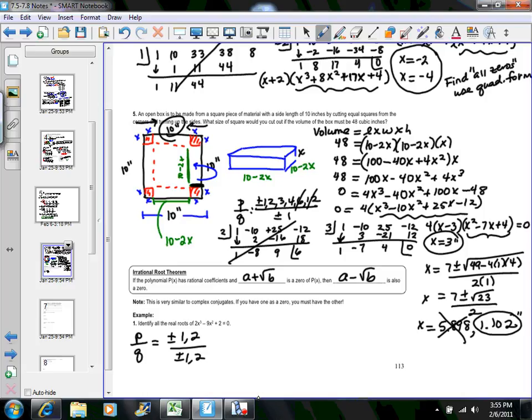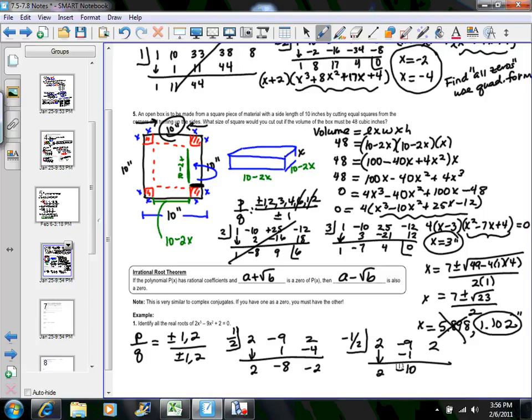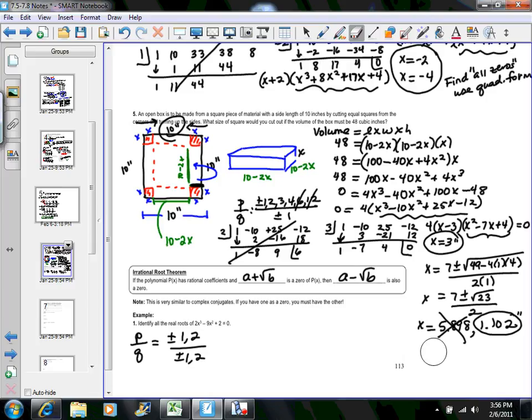Let's try 1/2. 2 times 1/2 is 1. Add straight down, I get negative 8. 1/2 times negative 8 is negative 4. Add straight down, I get negative 2. Let's try negative 1/2. Last choice. Negative 1/2 times 2 is negative 1. Add straight down, I get negative 10. Ah, did something very stupid. Did you guys see what I forgot to do? I forgot to add in my 0. No wonder this is not working for me.